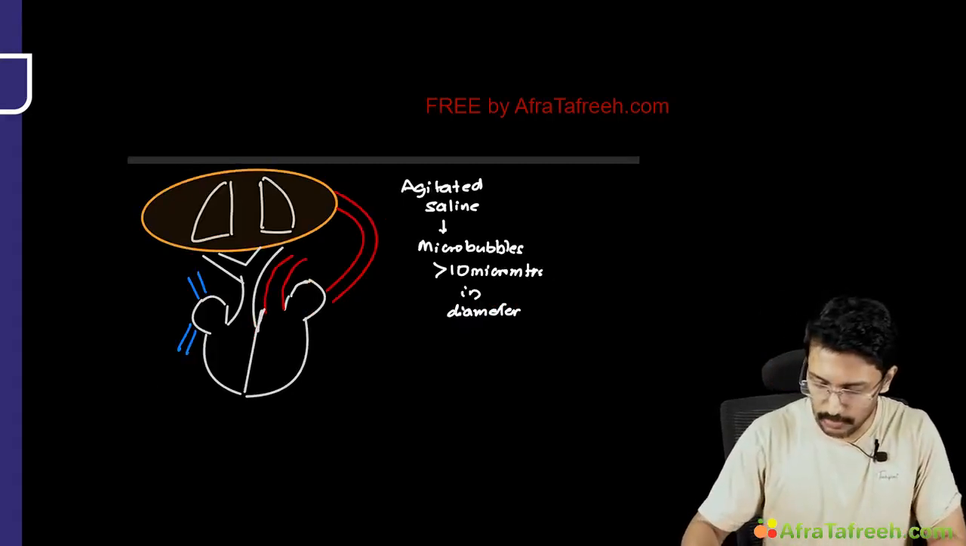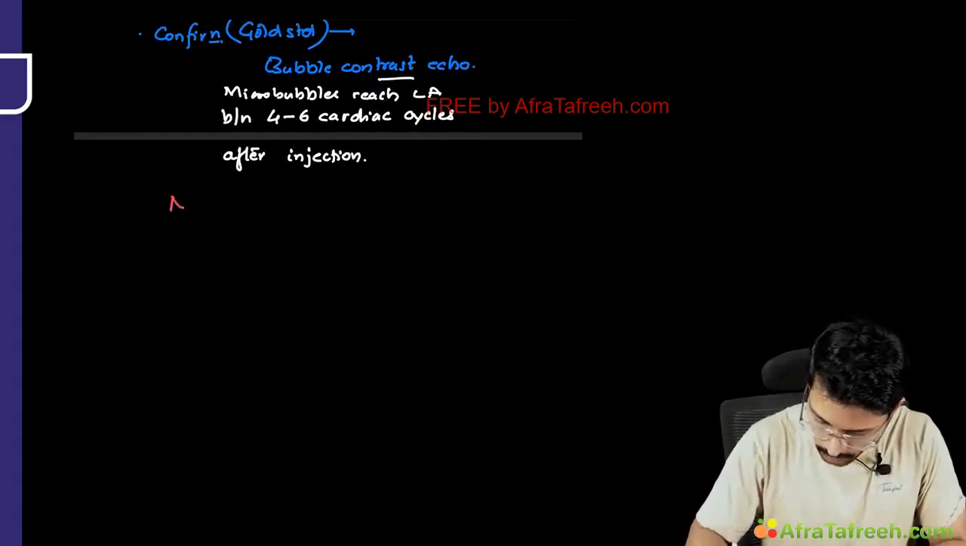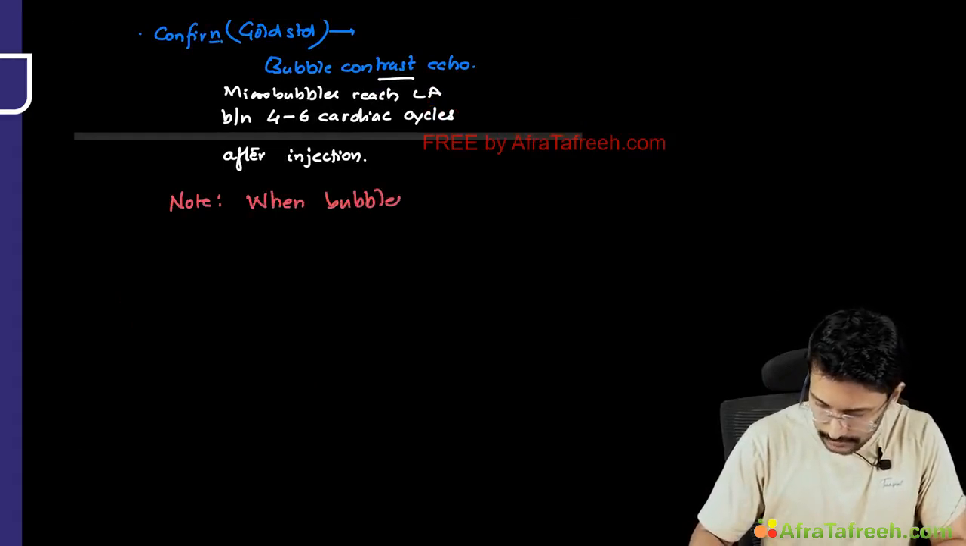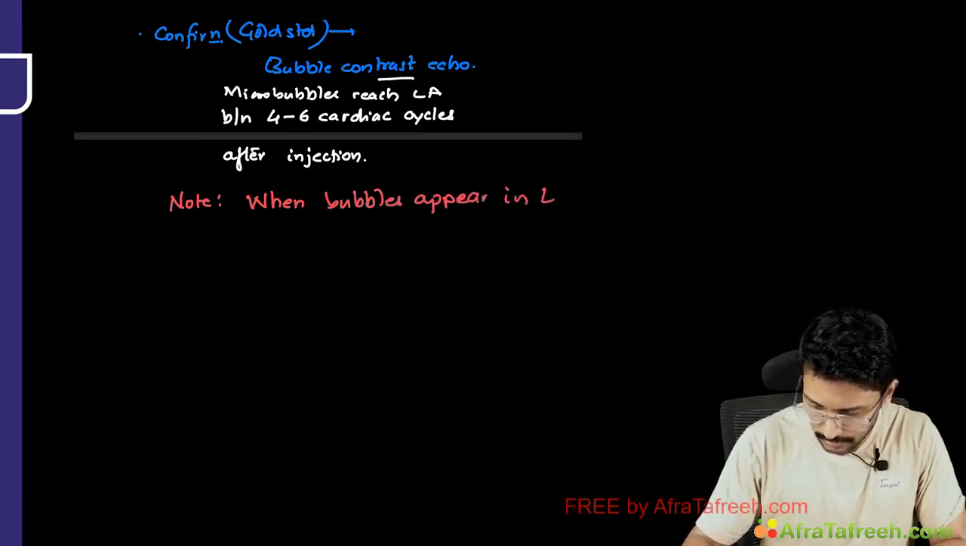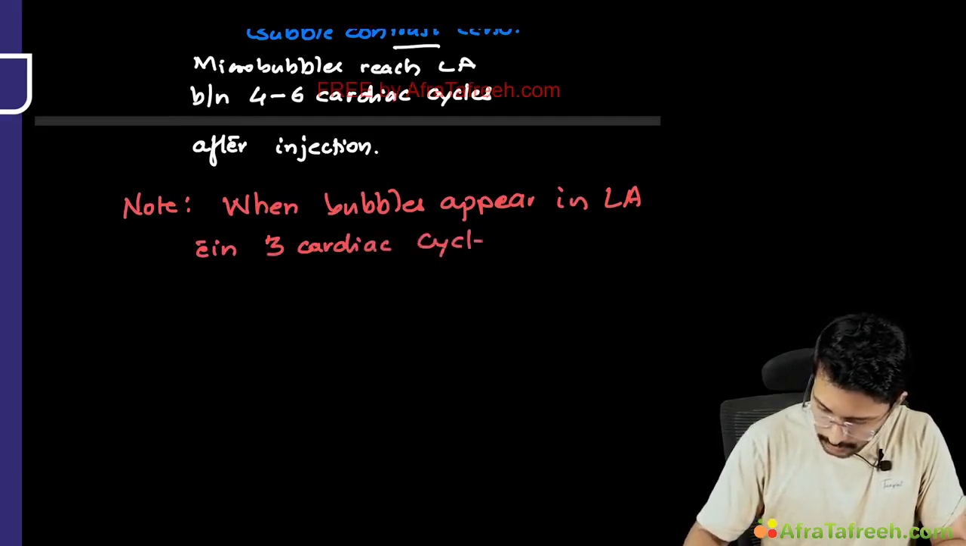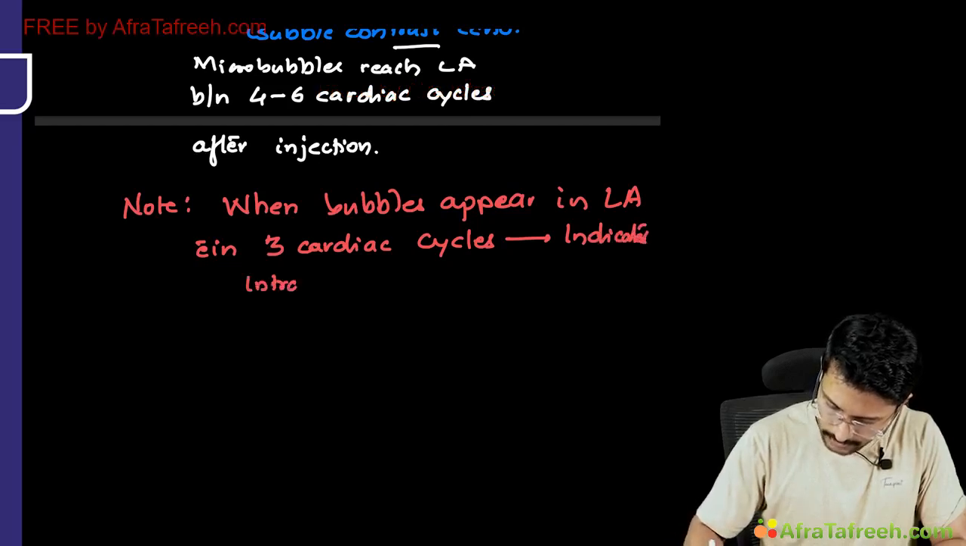I hope this concept is clear. So please remember this extra note here. Note: when microbubbles appear in the left atrium within 3 cardiac cycles, it indicates what? It indicates intracardiac shunting.